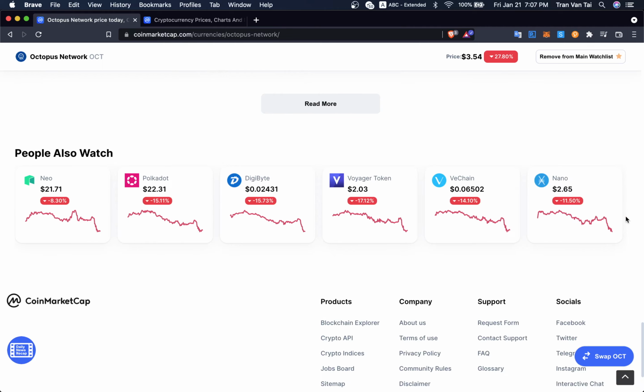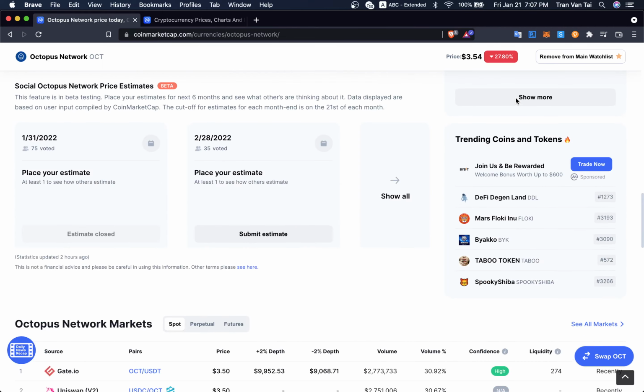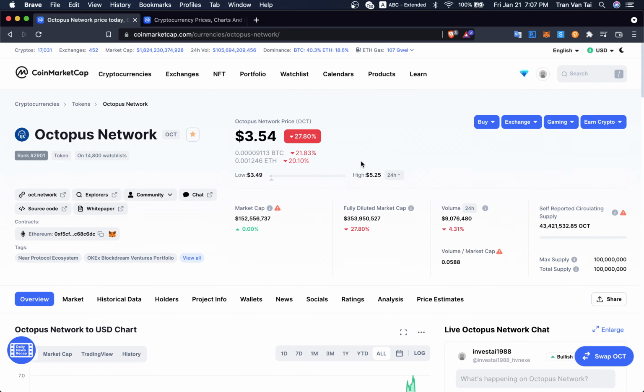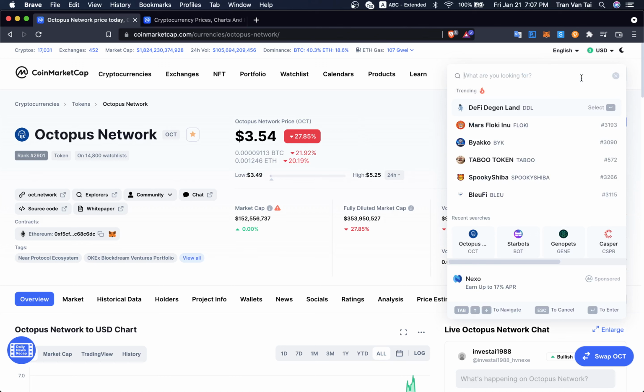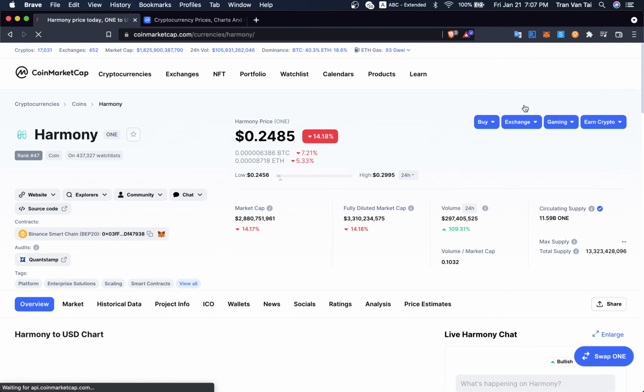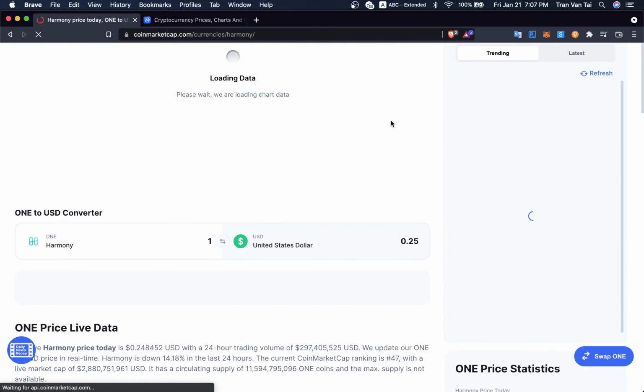And I think that's all for introducing the Octopus Network token so far. I just used Octopus Network as an example to view token detail info on CoinMarketCap. And so if you want to see another token such as Harmony One, you can search and enter it into CoinMarketCap.